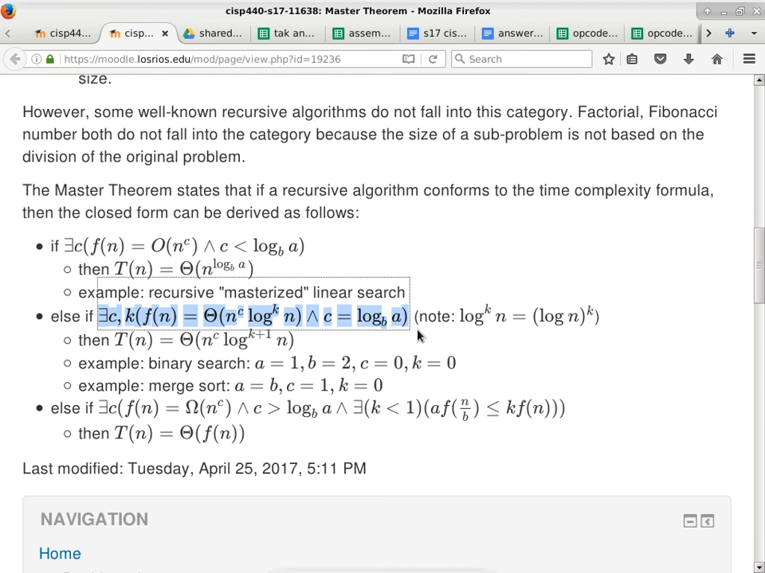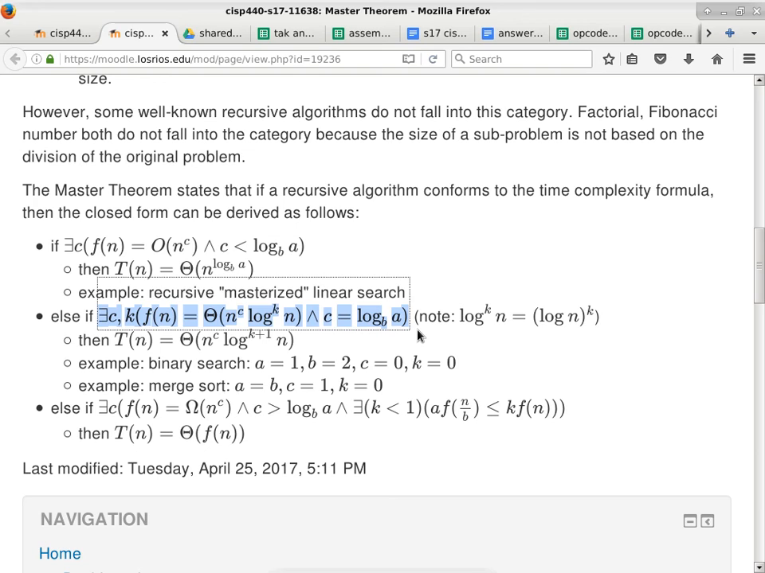In other words, we're looking at f of n. Does it contain any log of n component? No. So that means K is 0. Now we can look at this and ask, what about C equals log B of A? C is 1. Log 2 of 2 is 1 as well. So C equals log B of A is true. So now we have true and true. By choosing C being 1 and K being 0, we have met the criterion of the second branch of the conditional statement.